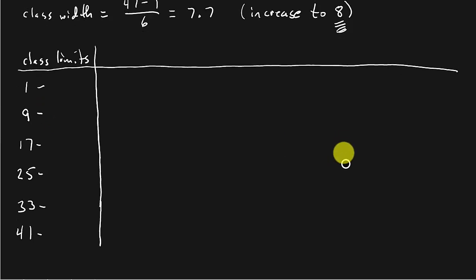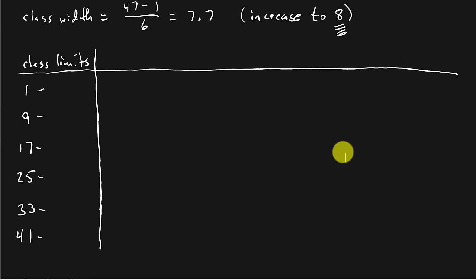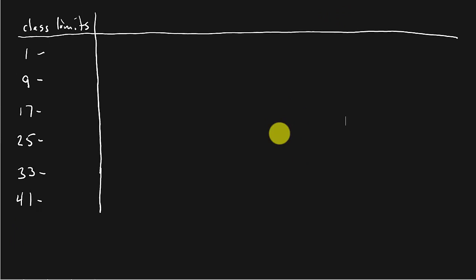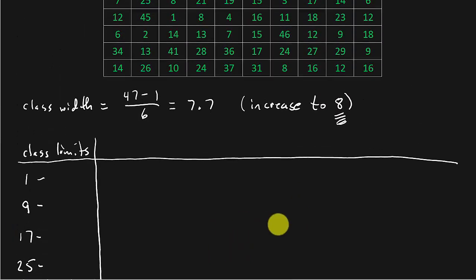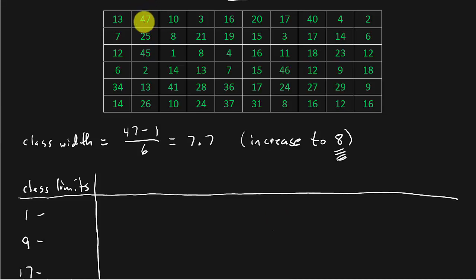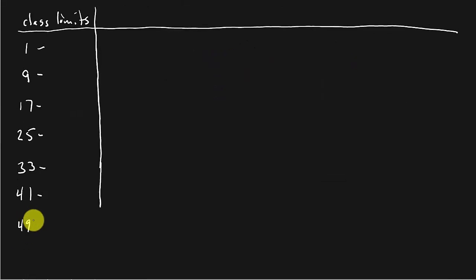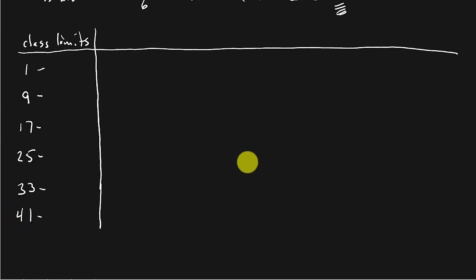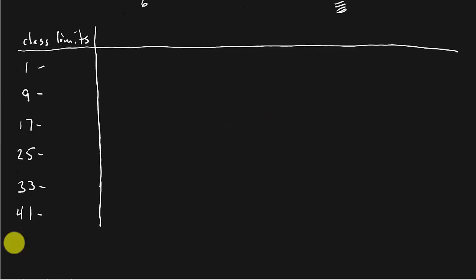Now, you might be asking, how did you know to stop right here at 41? Well, let's look at it. If I take 8 plus 41, that would give me 49. But my largest value is 47. So I don't need this class, I don't need this interval, so I don't need to go any more. But I will write it down again and I'll show you why.